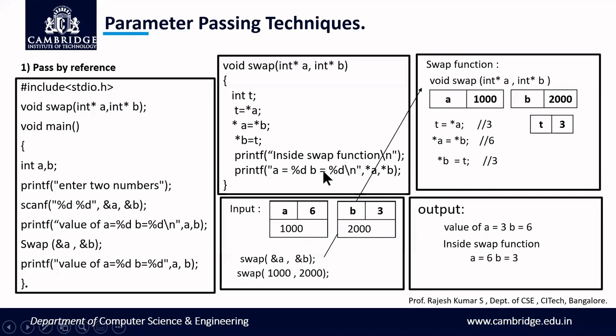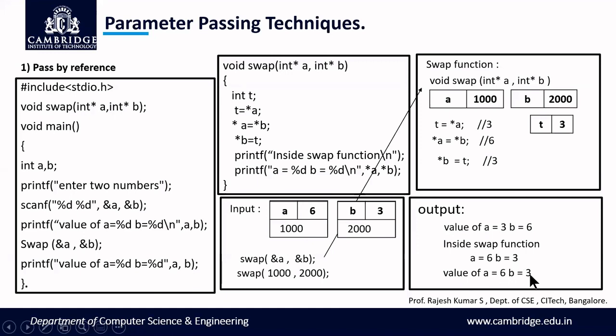Next, after printing this, again I will go back to the call. The called function is done with the task. It will go back to the calling function. In the calling function, the compiler will understand that there is one more line, print the value of A and B. When you are printing the value of A and B, what will be printed is the updated values, 6 and 3.